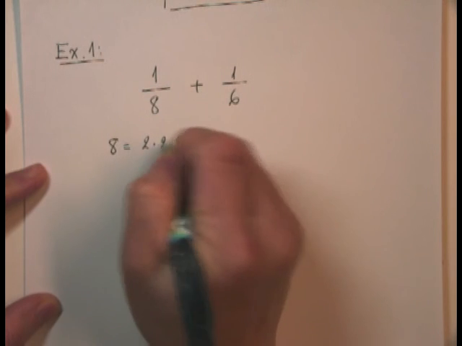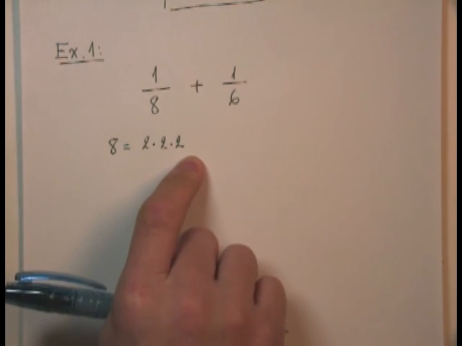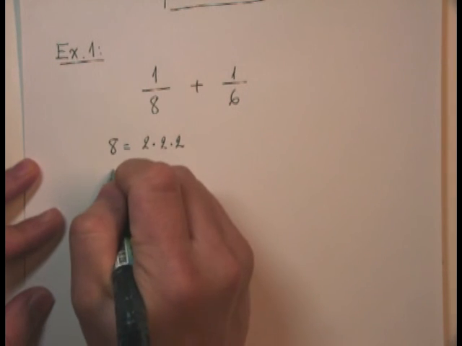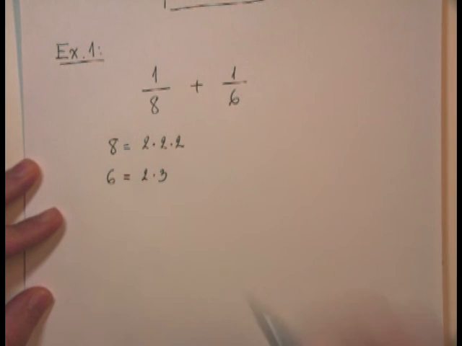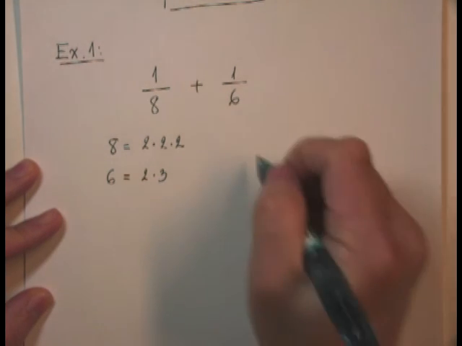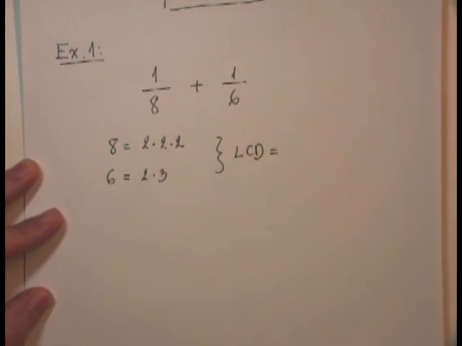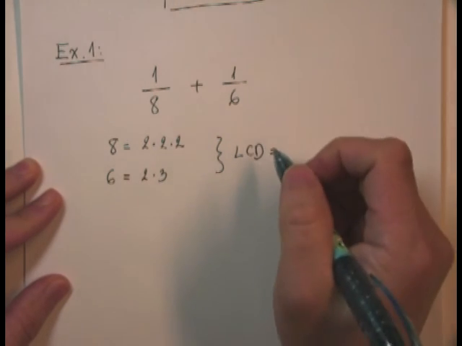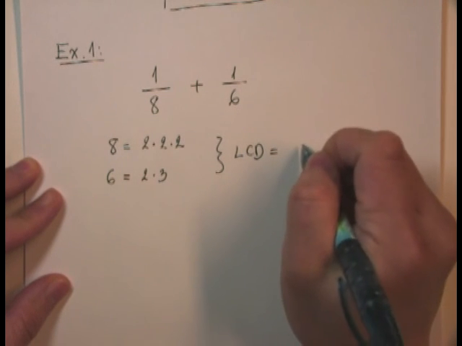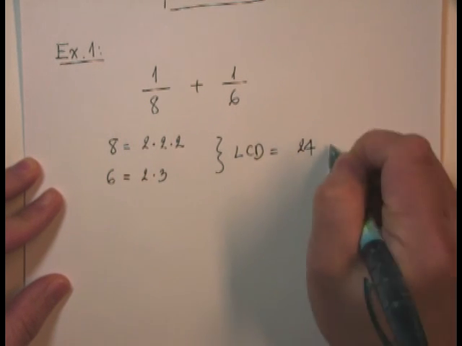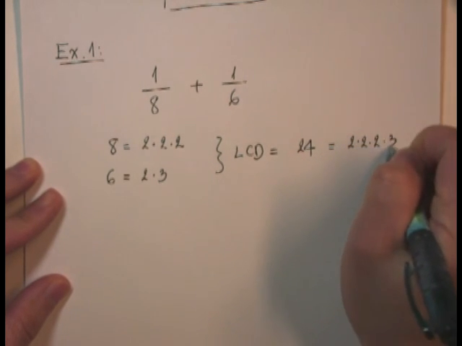It's always a good idea to list all prime factors of each denominator. My second denominator, 6, has prime factors 2 times 3. So the LCD here, and again, if you are not sure how to find the LCD, make sure you review my other videos, but I'm going to cut it short here. My LCD is going to be 24, which contains the prime factors 2 times 2 times 2 times 3.